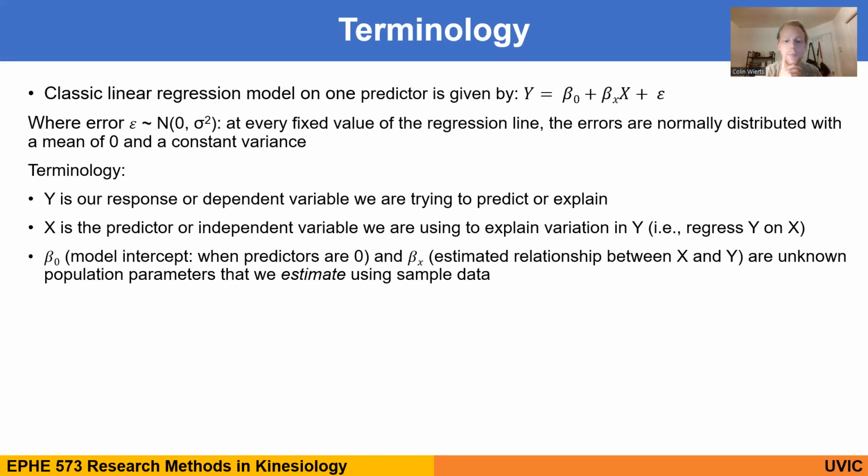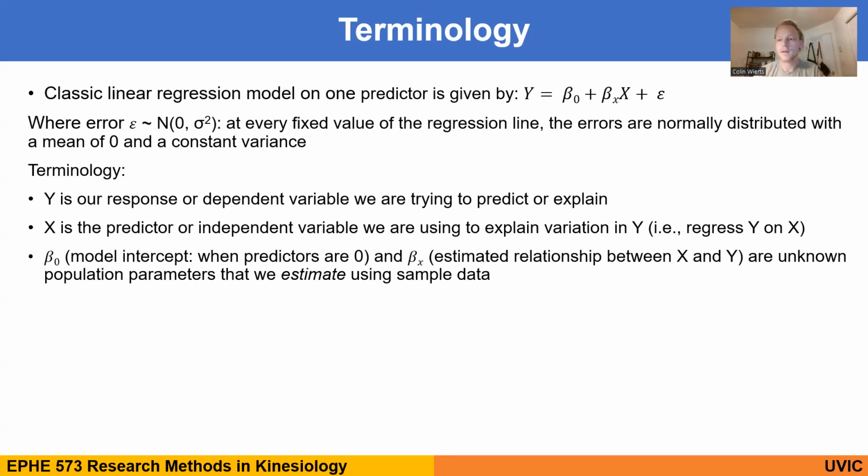And then we have our beta coefficient for our x variable. And this is estimating the relationship between x and y. So the strength of the relationship between x and y is assessed with that coefficient, the beta coefficient for our x variable. And these are unknown population parameter values that we're trying to estimate with our sample data.